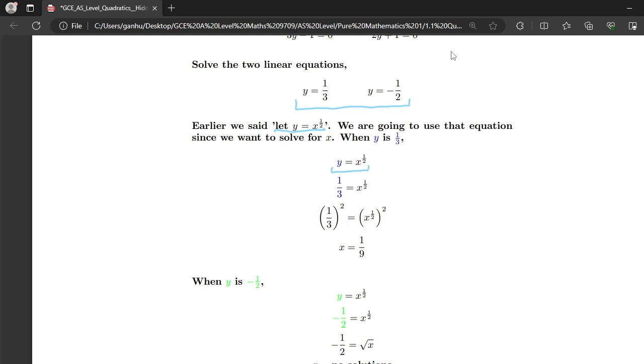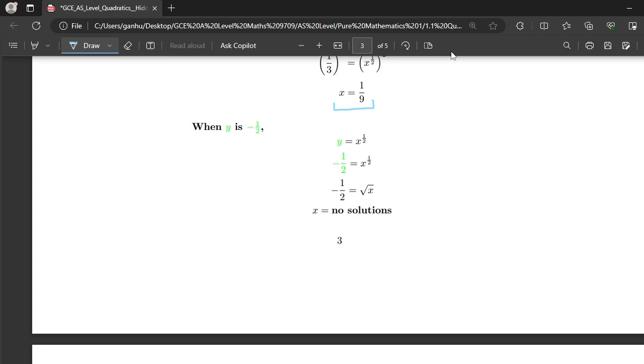So let's evaluate at y equals 1/3. So substitute y with 1/3 and square both sides to get rid of the power half, and it becomes x is equal to 1/9. Now let's evaluate when y is negative half.